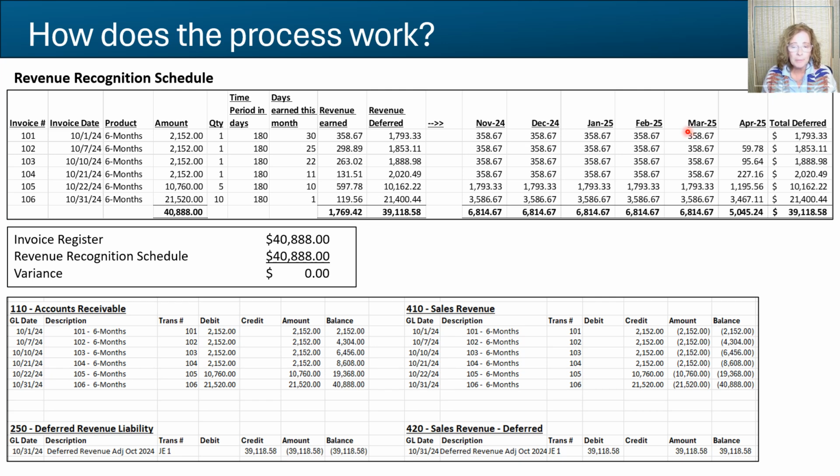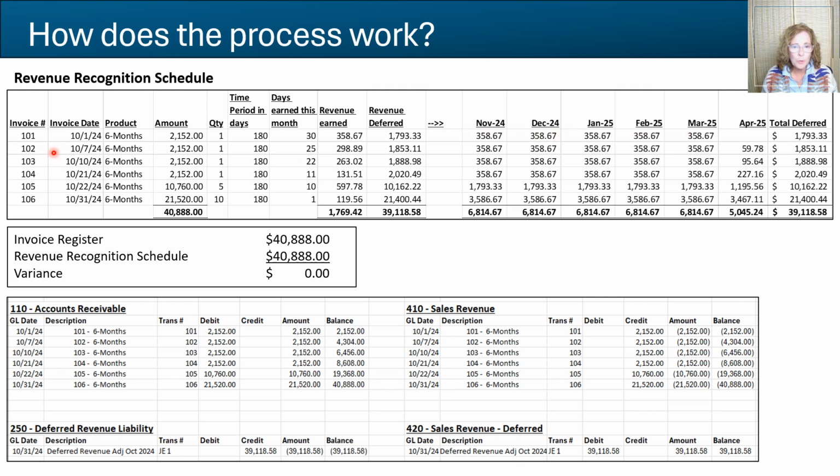Your company could have a different policy. For instance, it could say that you recognize the full amount for October if the sale was in the first half of the month, and only half for October if the sale was in the second half of the month. There are a lot of variations to RevRec policies, so be sure that you understand your company's policy. But back to our example for invoice 101, we're going to recognize $358.67 in October and for the 5 months thereafter.